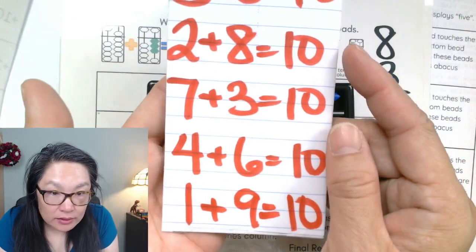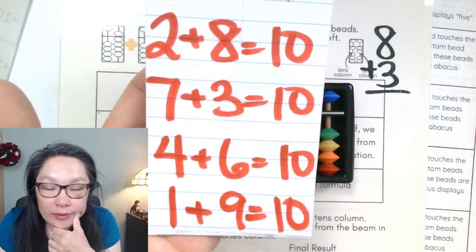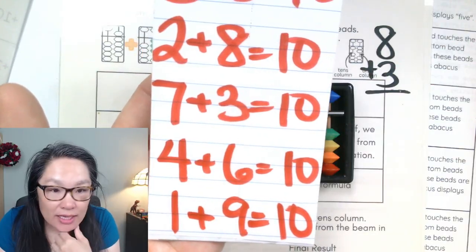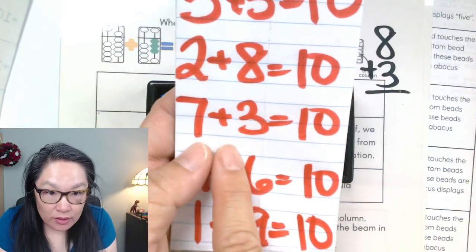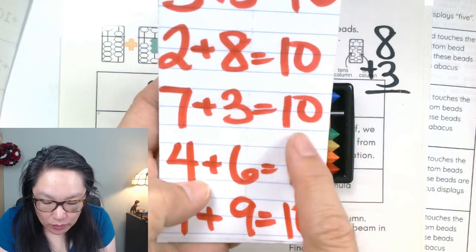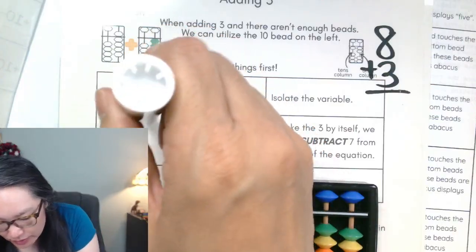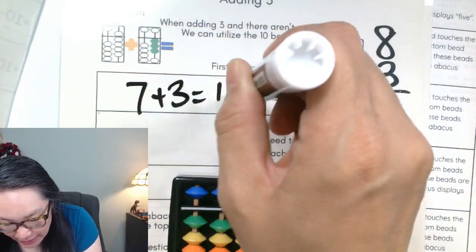How to make a 10. This is a very common thing, right? In school, we teach the kids how to make a 10. When we make a 10, look at that. This is the pair: 3 and 7. 3 and 7 is a pair. So what we're going to do is add the 10. Notice we're going to do 7 plus 3 is equal to 10.